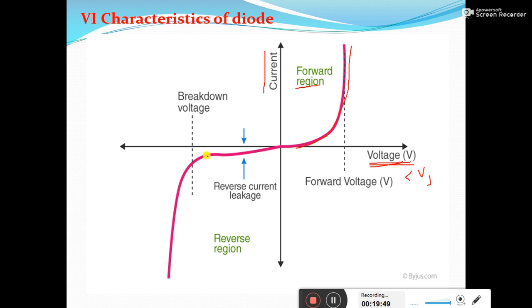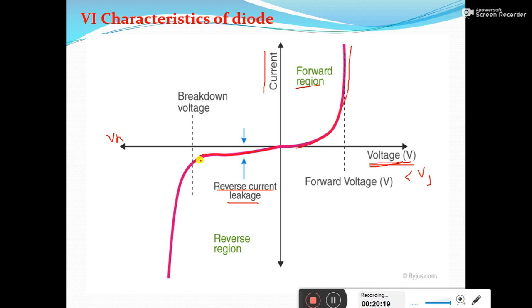Similarly, in the reverse biasing case, whenever the reverse voltage VR is increased up to a certain voltage, a very small amount of current will flow, of the order of microampere, and this is referred to as reverse saturation current. This is due to minority charge carriers, up to a certain reverse voltage.